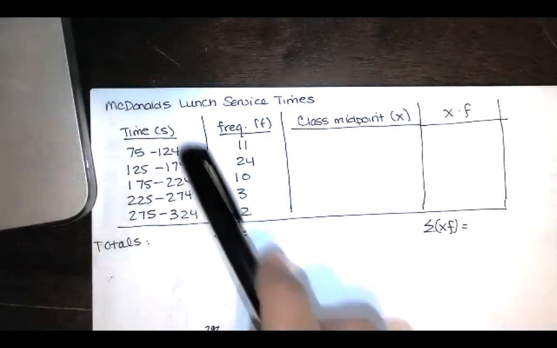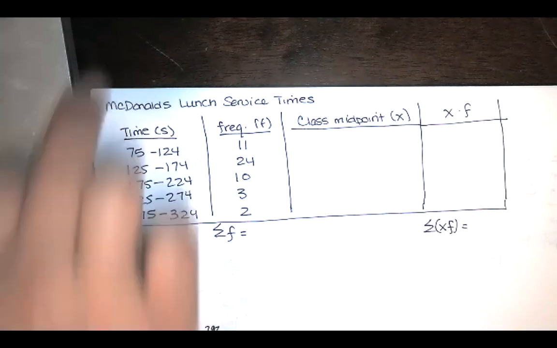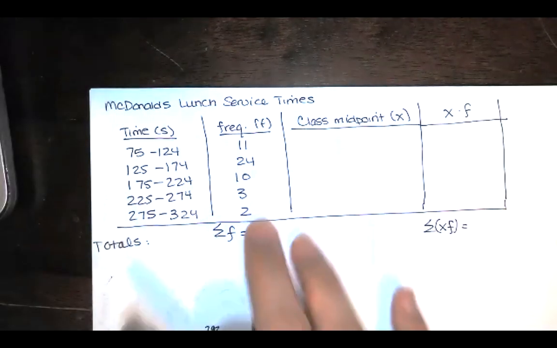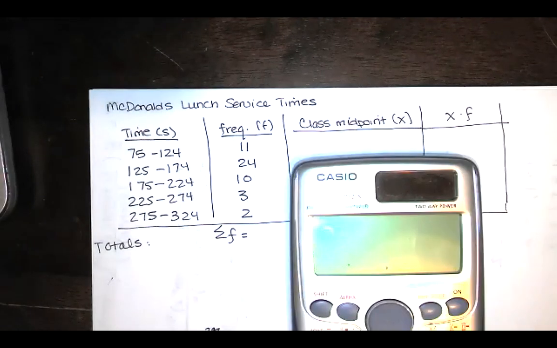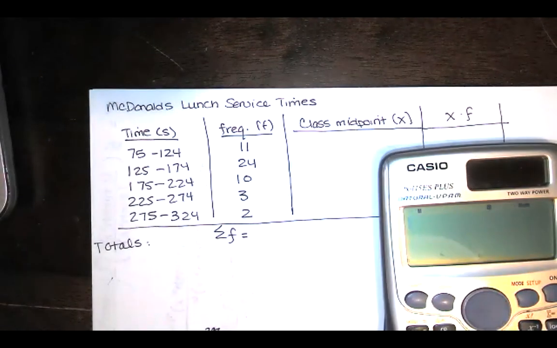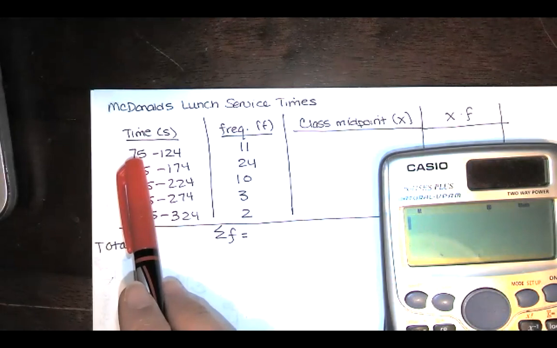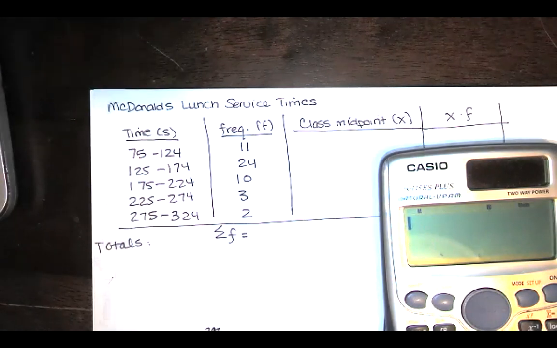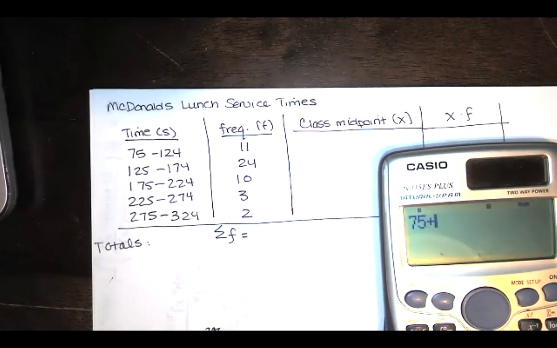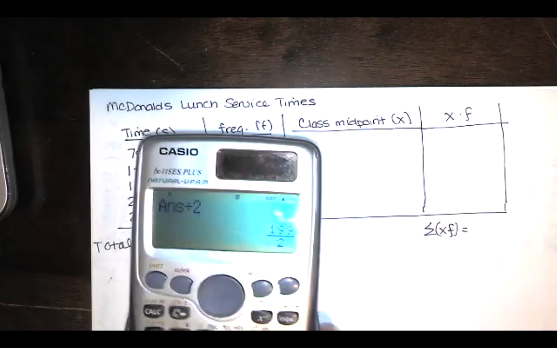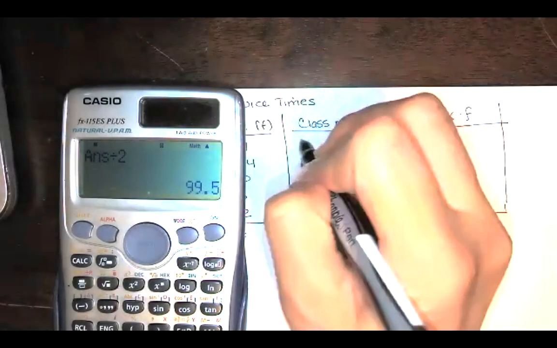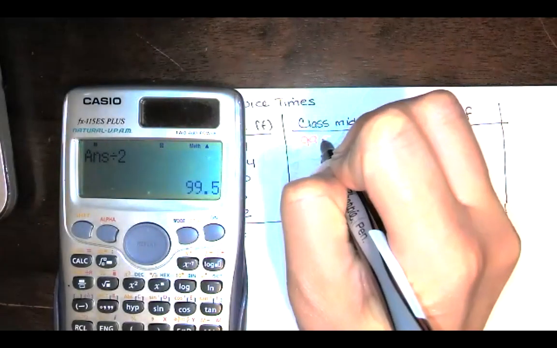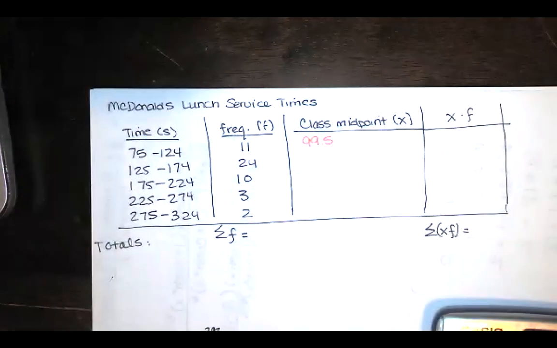Okay, so we've got our times, those lunch service times, and then we've got the corresponding frequency right there. If I want the class midpoint, remember how we do that? It's just the mean of the lower class limit and the upper class limit. So you add the 75 and the 124 together, and you divide by 2. And we get that value. I want a decimal. So I get 99.5 as my first class midpoint.